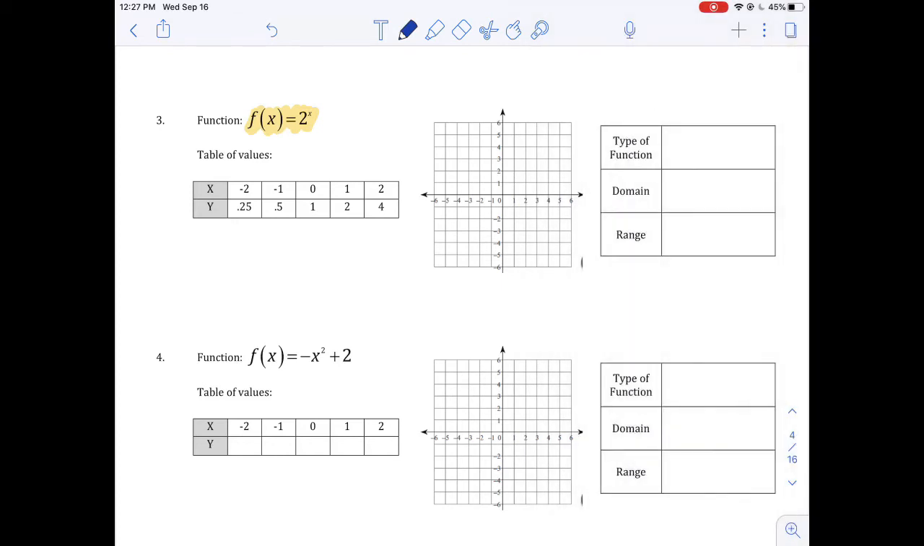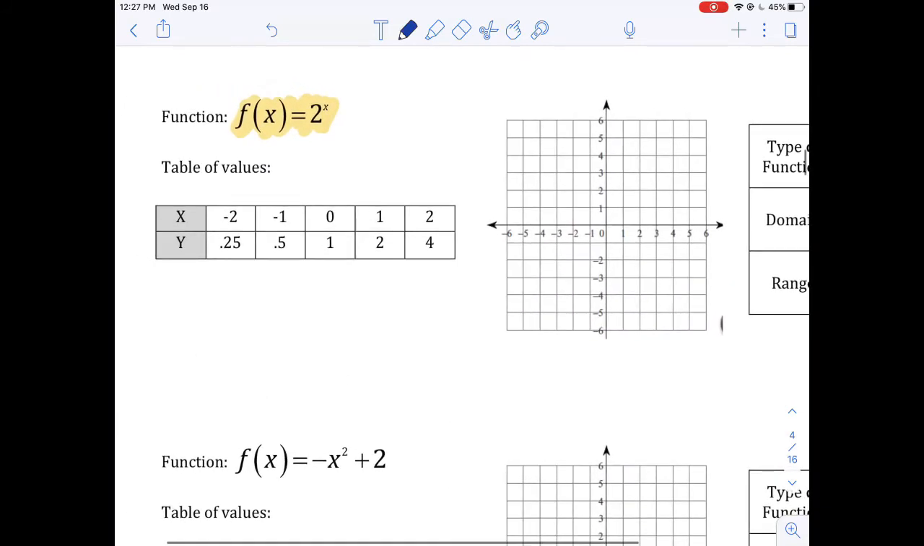So here we go. So I know my type of function is exponential. And again, I know that by just looking at the equation and realizing my x is the exponent. The table of values is provided for us, which is great, which means I can just plot those points. So we're going to zoom in a little bit, negative 2. And when we get the fractions, we can approximate -1/2, 0, 1.